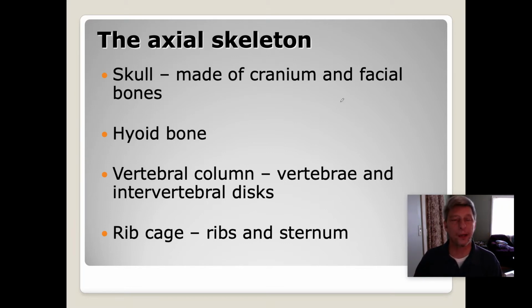Now, one interesting bone is the hyoid, which is found in your throat just above your Adam's apple if you're a male. And it's fascinating because it's not attached to any other bones in the body. You also have the vertebral column, which is composed of all of your vertebrae and the fibrocartilaginous discs that sit between each of those bones. And then finally, the rib cage and the sternum, your breastbone, right in the front.